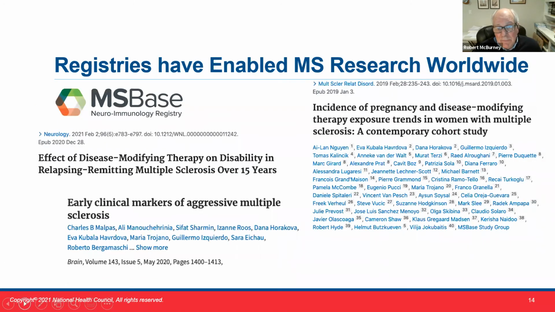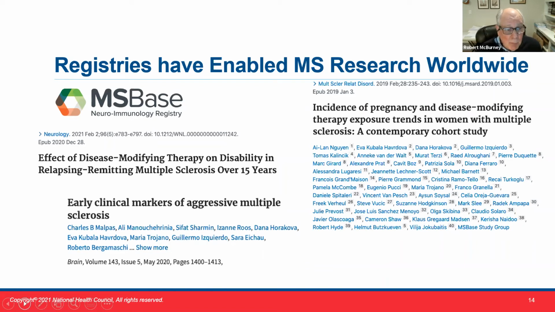And I'd just like to finish with giving you some idea of how registries enable MS research worldwide. And this would be just an example in MS. There are many, many examples in other fields. So a registry like MSBase has published many papers. It's a resource for researchers worldwide, going back to the statement that was made on the Multiple Sclerosis International Federation website. And it has brought people together, definitely.